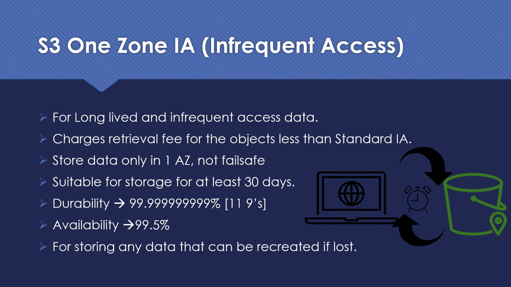So any data that can be quickly recreated, or when you are making a copy of the copy for some reasons, then you should use the infrequent access one zone IA. So retrieval fee is there, but which is less than the one zone, and anyway storage will be there, but storage fee will be less than all the classes that we discussed so far before this class.